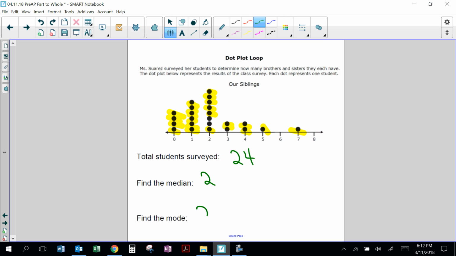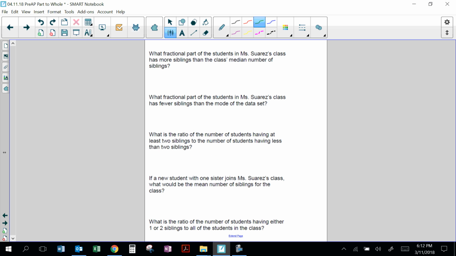And what is the mode? 2 is the mode because many students responded with 2. I have 2 brothers and sisters. So there's 3 kids in the family, just like what I have.